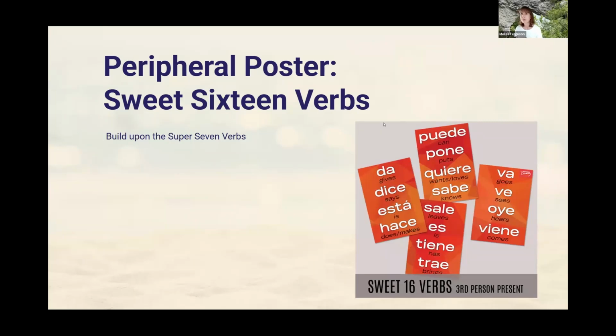Another thing I'd put in the peripheral might be my Sweet 16 verbs, or they could also be one that you just replace with your Super 7. So you're building upon your Super 7 verbs. This is hugely the foundation in your classroom. They should be somewhere where you can get to them pretty easily.